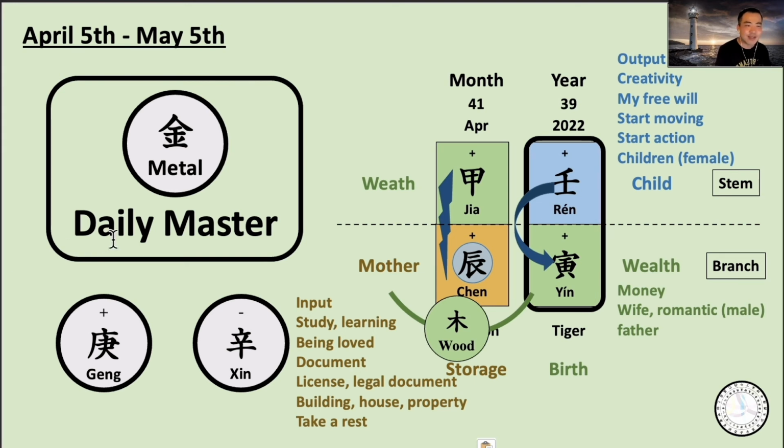So yeah, the metal daily master is all about creating new things from myself. It is about not accepting what other people told me or what other people ordered. I don't want to follow that. I want to create my own thing. I want to use my capability to make a result. That's the main theme.